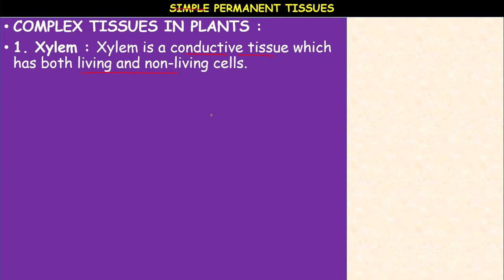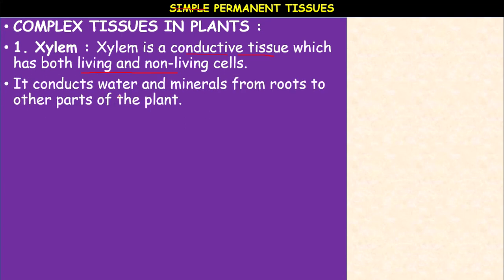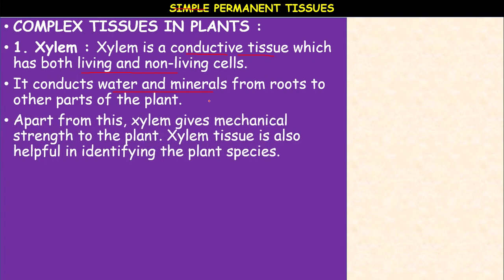It is made up of both living and non-living cells. It mainly conducts water and minerals. The function of xylem tissue is to conduct water and minerals from the roots to other parts of the plant. Apart from this, xylem also gives mechanical strength to the plant. Xylem tissue is also helpful in identifying plant species.